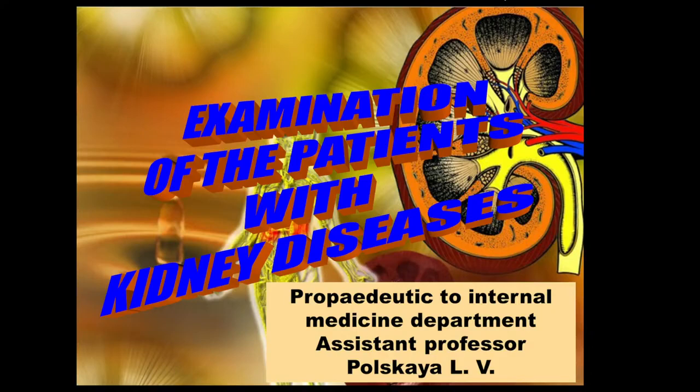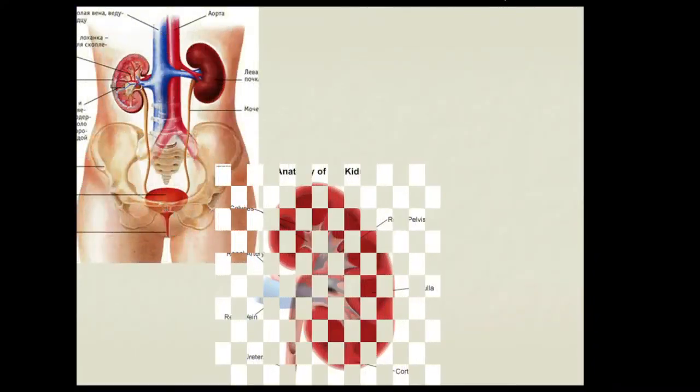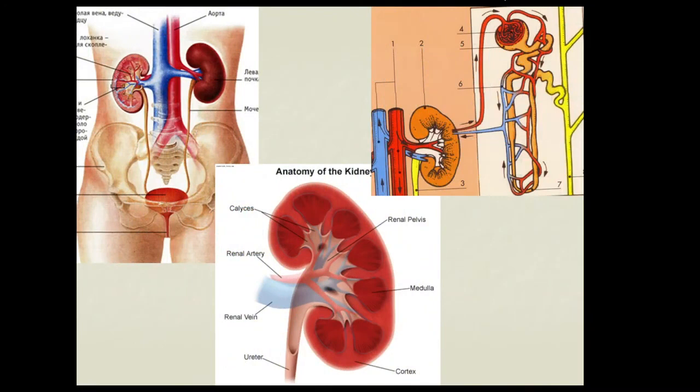The topic of today's lecture is examination of patients with kidney diseases. First of all, I want to remind you that in our organism, two kidneys are present. From anatomy, you know, both kidneys are localized at the level of the lumbar region, and the right kidney is positioned slightly lower than the left.